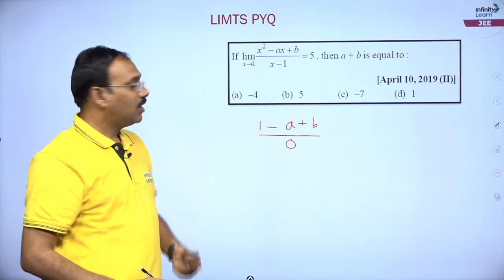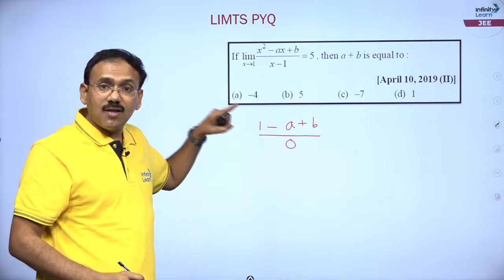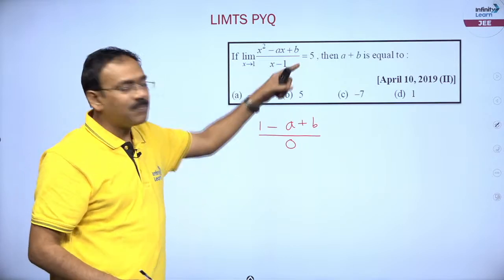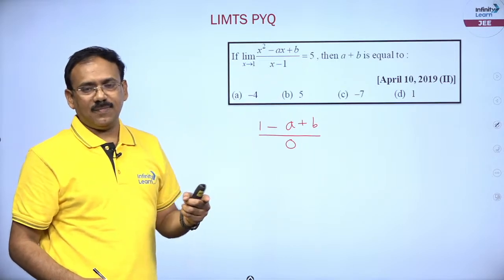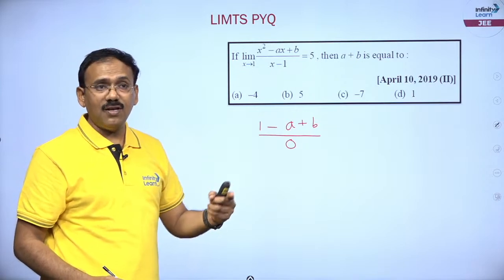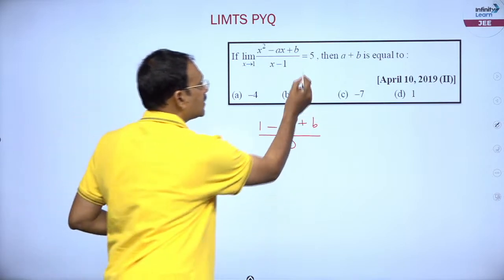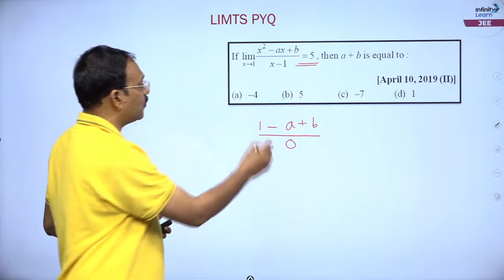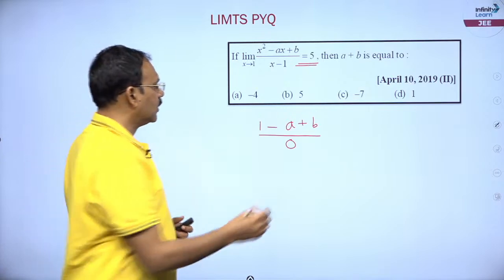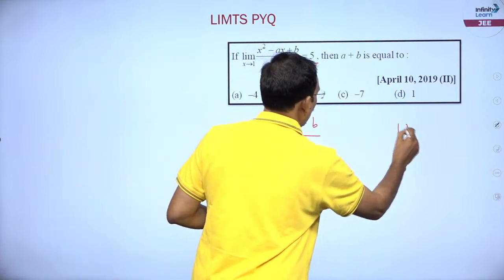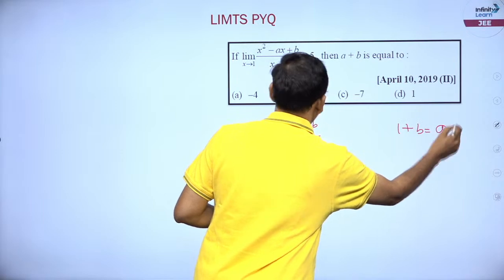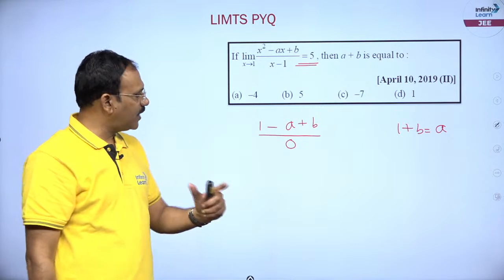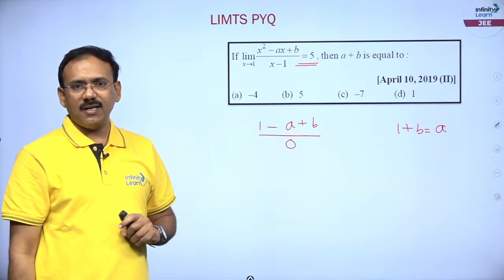Denominator is 0. If the numerator is not 0, some finite number, the limit must be either infinity or minus infinity or not defined, but he has given the limit to be a finite number. So the numerator must be 0. So I can say 1 plus b is equal to a, numerator must be 0. He is asking a plus b value. Fine, okay. We got one relation connecting a and b.